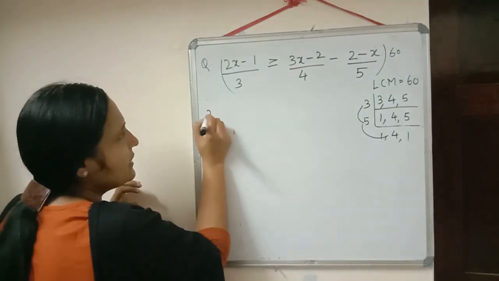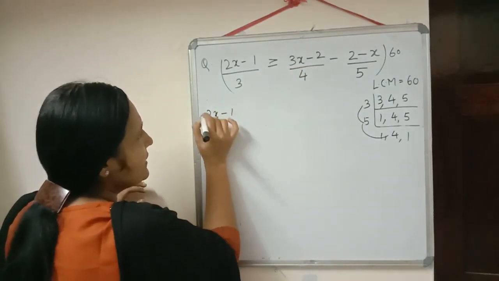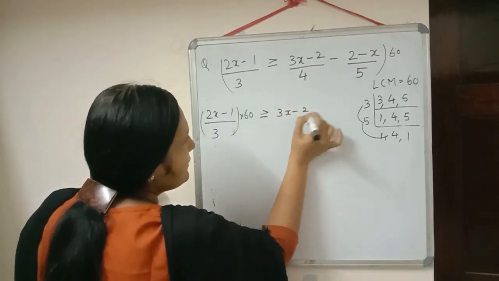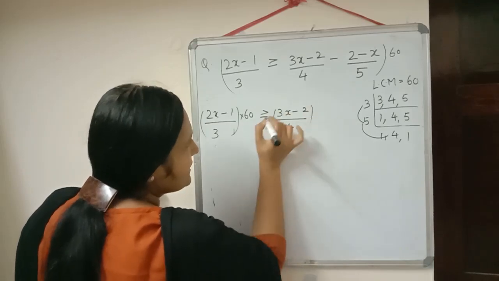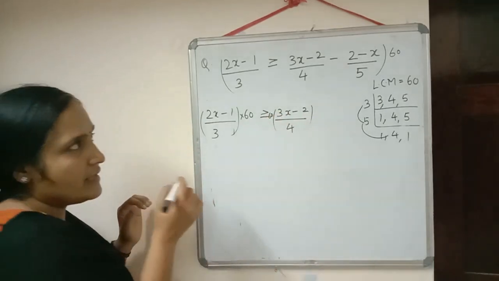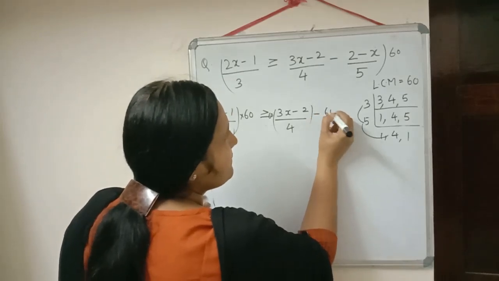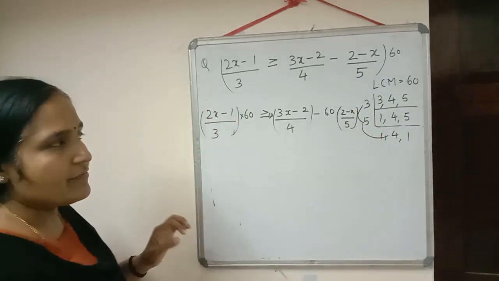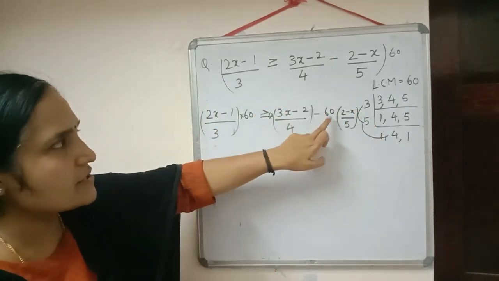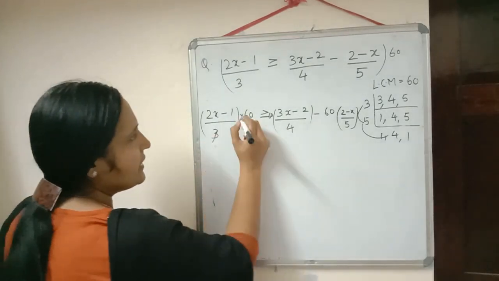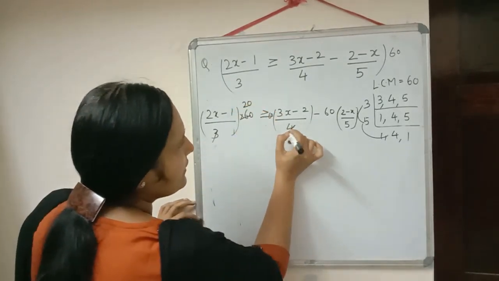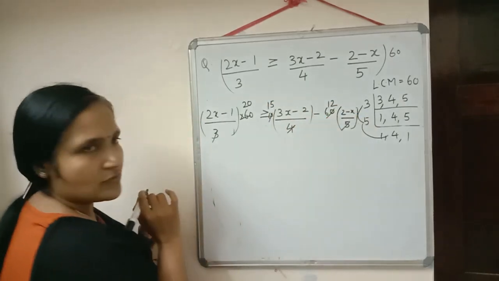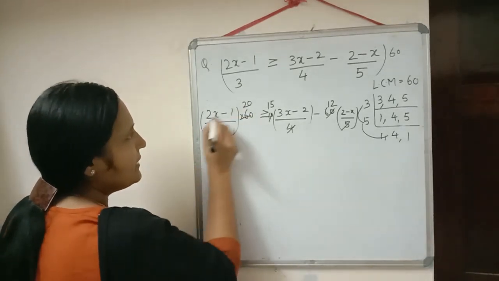Then it will be (2x minus 1) by 3 multiplied by 60 greater than or equal to (3x minus 2) by 4 multiplied by 60. If you want, you can write 60 in front, then it will be easy for you to calculate. 60 is multiplied by 2 minus x by 5 there. I haven't changed anything, I just wrote 60 there. So here 3 and 60 will get cancelled. Here 15 4s are 60, 12 5s are 60. So it will come this way. So remaining is 20 into 2x.